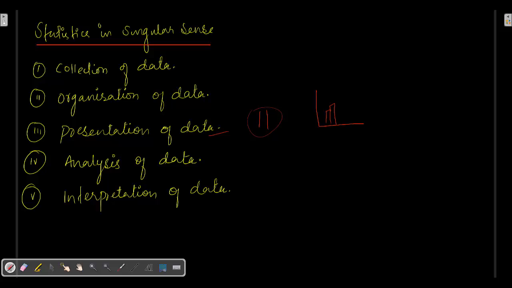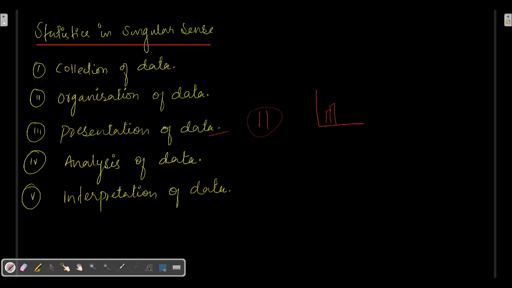Now, once you are done with that, the fourth thing that you have to do is to analyze the data. The fourth one is analysis of data. Data is collected for a specific purpose by the investigator. So after organization and presentation of data, the most important step is analysis of data, because the outcome of an investigation is based not only on the data collected, but also on the technique used to analyze the data.